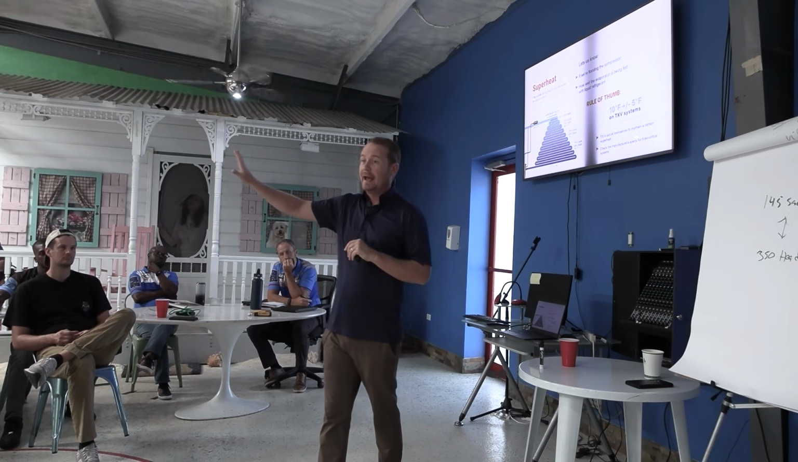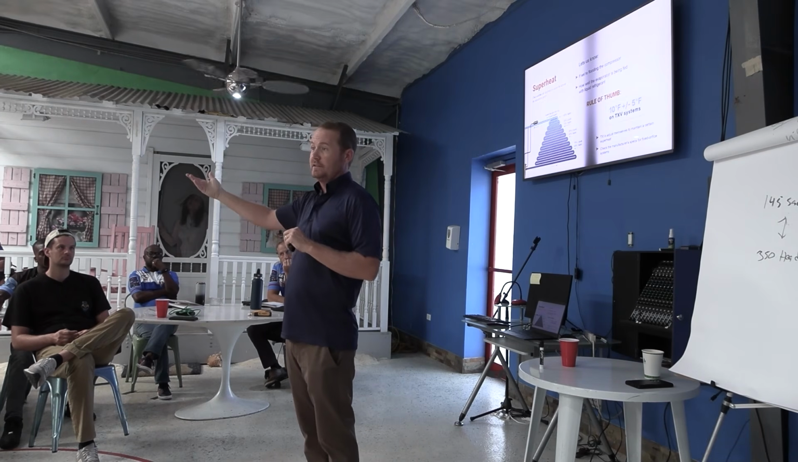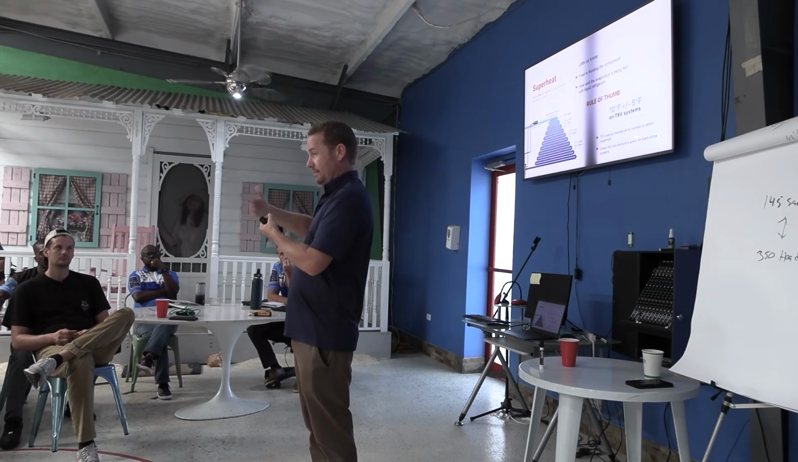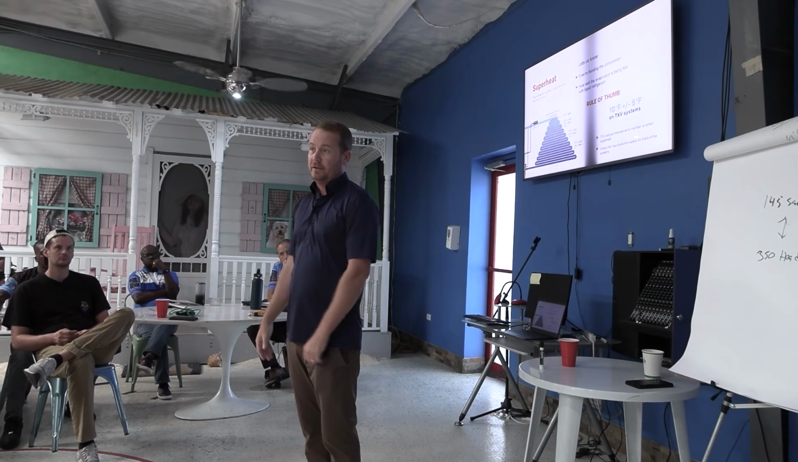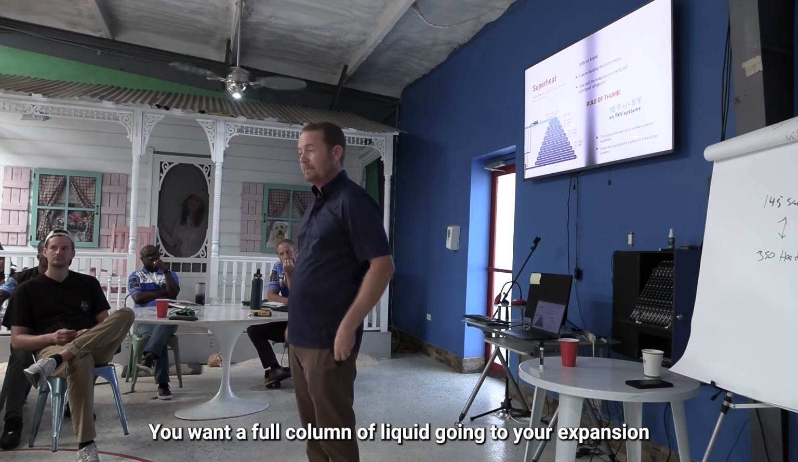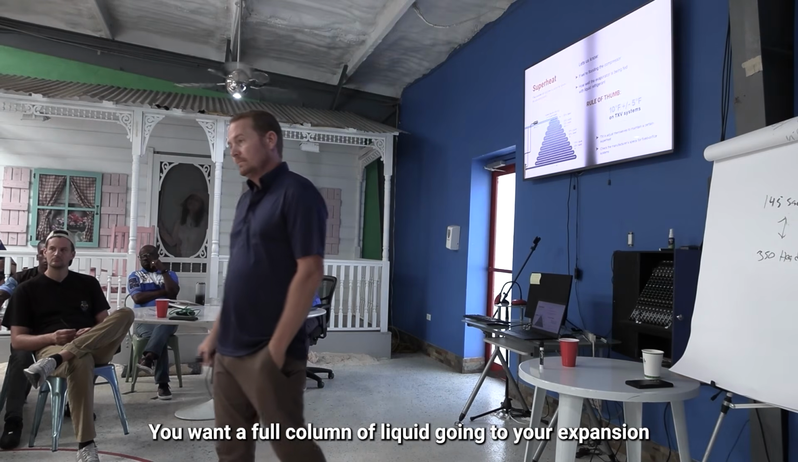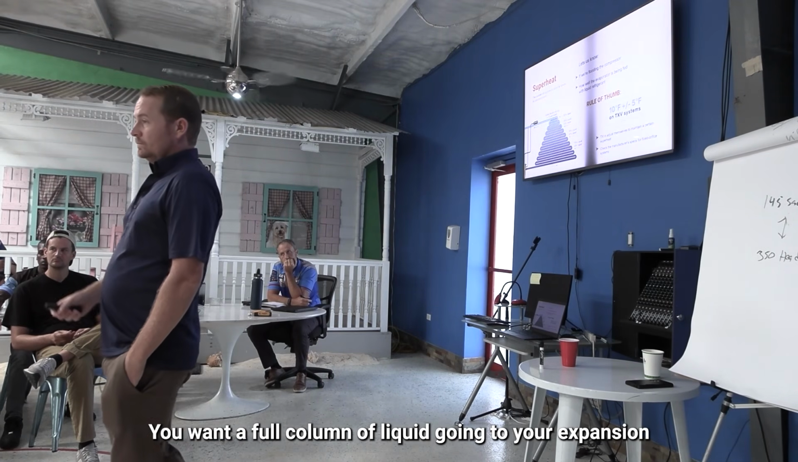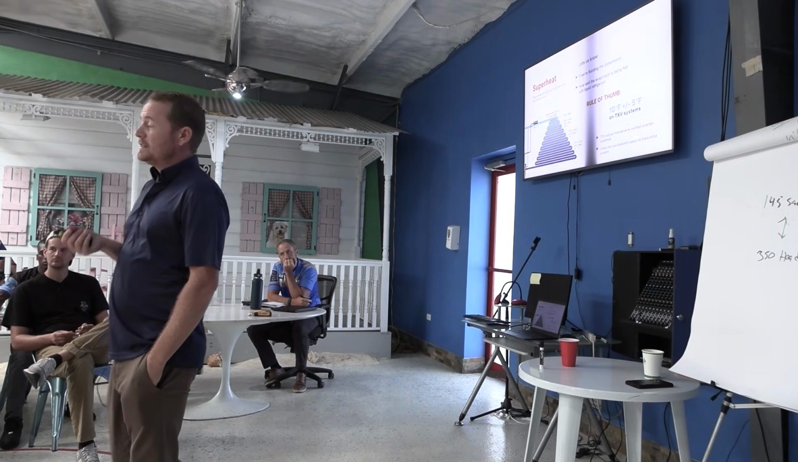In some cases, you may actually need to add a few more degrees of subcooling in order to eliminate that flash gas at your metering device. Again, if there's nothing else wrong and it's not something you can fix. Because at all times you want a full column of liquid going to the expansion valve. Correct. And this is one of the main things.